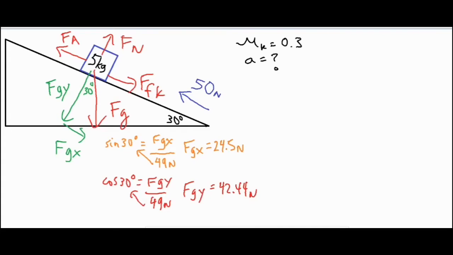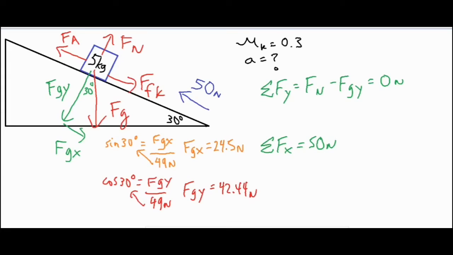Okay, so now that we got our components, we can find our sum of forces along the y and x direction. So along the y direction, we have the normal force pushing up, and then we have FGY going down, which is equal to 0 newtons because the mass is at equilibrium in the perpendicular direction. Now, for the sum of forces in the parallel or x direction, we have 50 newtons pushing it upwards.